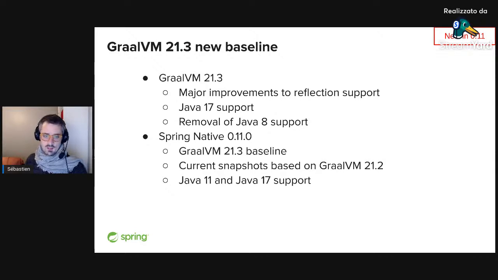So both Java 11 and 17 are supported, and you can obviously use the Java 11 flavor of GraalVM to compile your Java 8 application, and that will likely work like it works on the JVM. Same thing here. So Spring Native 0.11 has a GraalVM 21.3 baseline, and yeah, that's it.